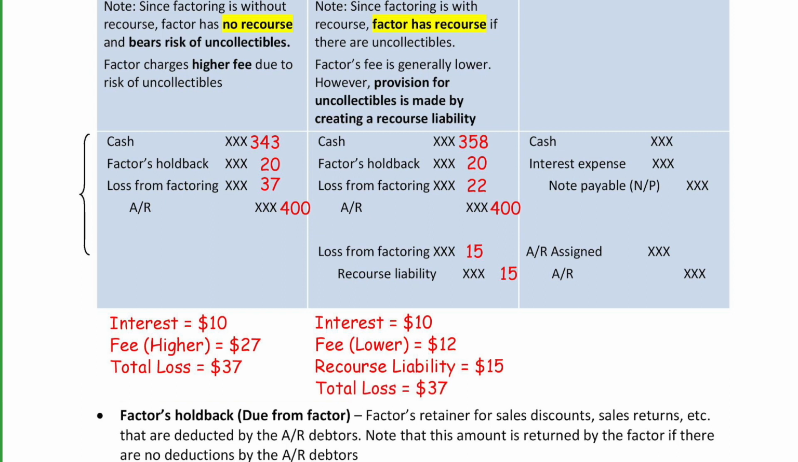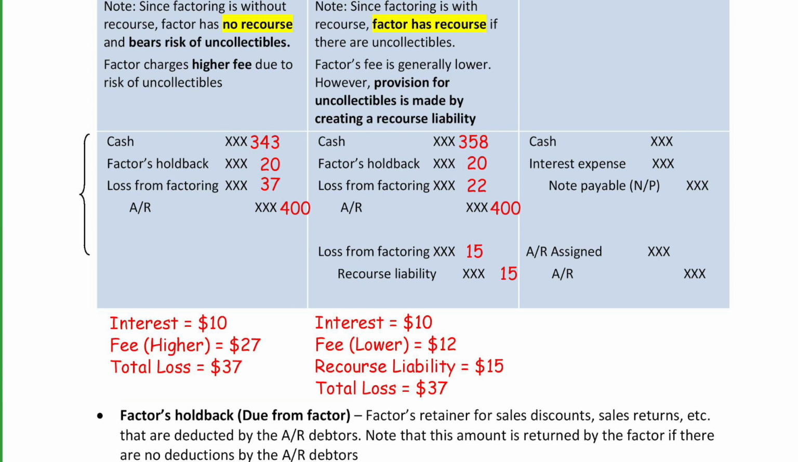So guys, we've built this example in such a way that the total loss for factoring without recourse and factoring with recourse comes at more or less the same level. But what I want to highlight here is, in case of a factoring without recourse, the fee is higher than factoring with recourse, because in case of a factoring without recourse, the factor has no recourse. The factor bears the risk of uncollectibles. In case of factoring with recourse, the factor has recourse. He can come back if there are uncollectibles. And that is why the transferor has to build up a recourse liability, which increases the loss from factoring.